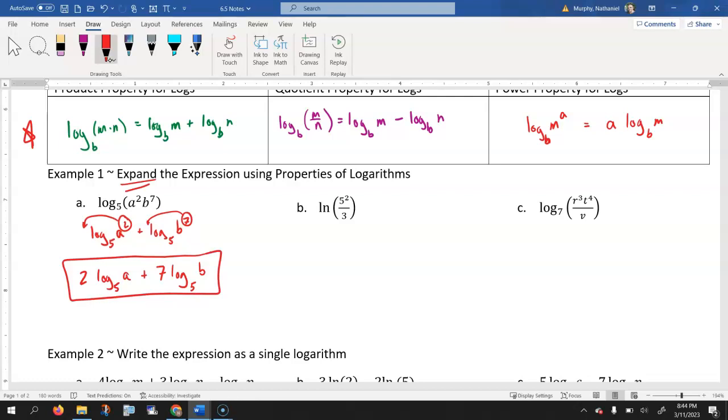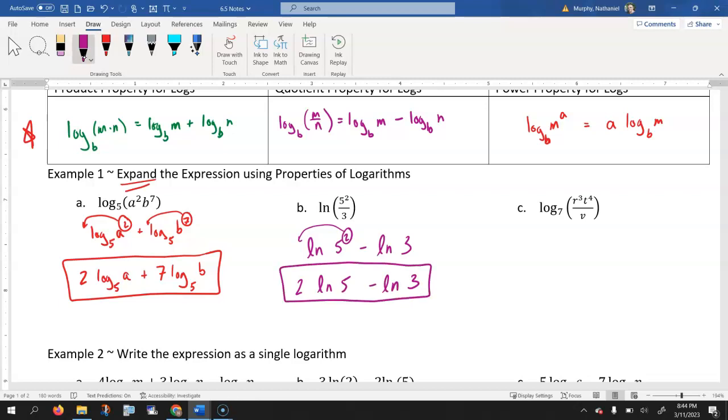Let's look at the next one. So this one we have division. So this is with the natural log. So we would say this is the same as the natural log of 5 squared minus the natural log of 3. But remember, we have this exponent, so I'm going to put that exponent in front. So we would write this as 2 times the natural log of 5 minus the natural log of 3.